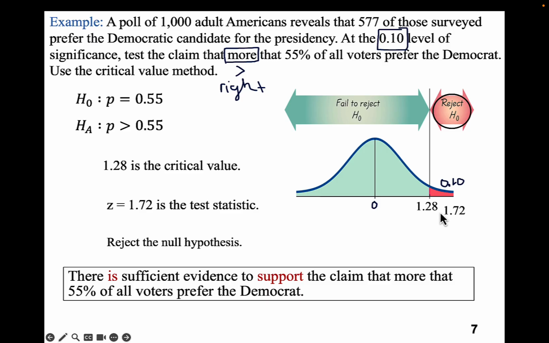Critical value sets the bar, and then based on the study, did the test statistic fall here or here. Once you figure that out, though, you just have to know how to write the script from there. All right, let's try another one.